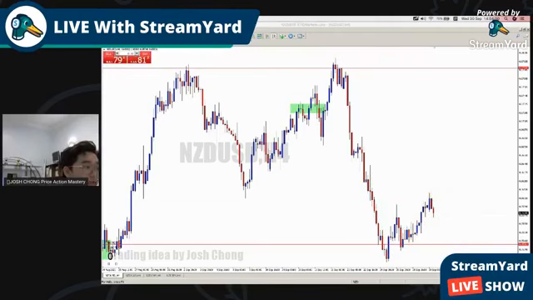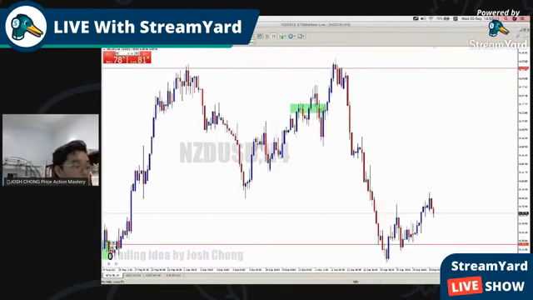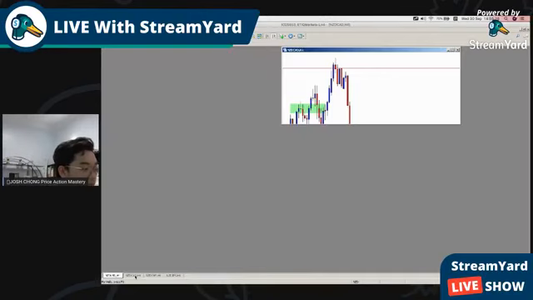If you really don't understand market behavior, try not to do any counter trend, because counter trend will just increase your risk percentage.